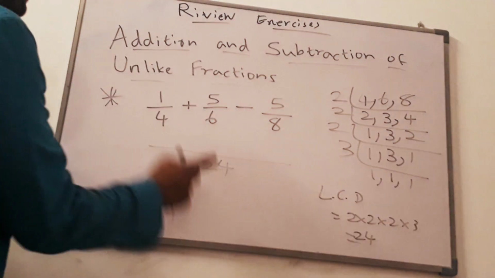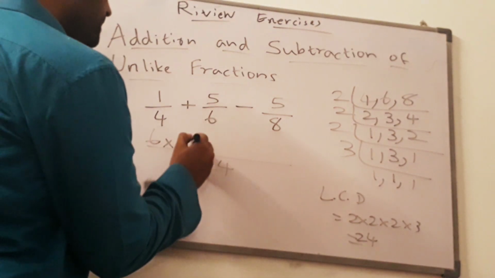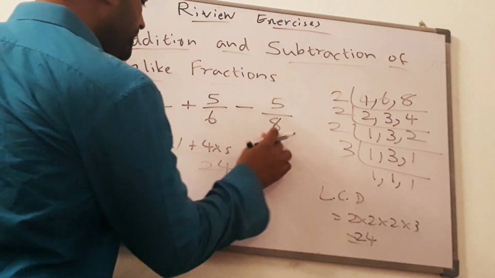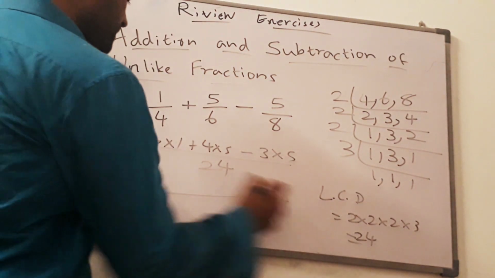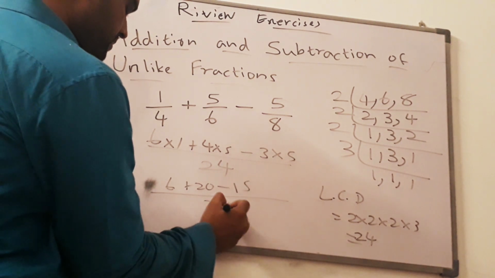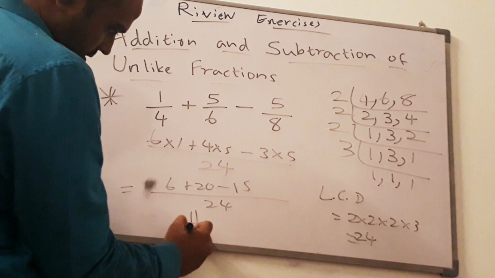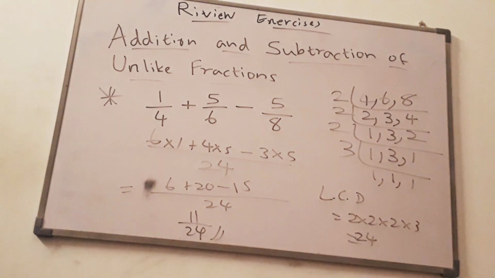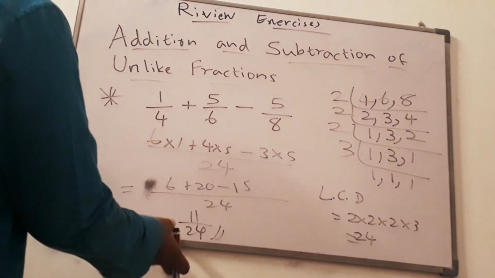How many 4s are there in 24? 6. So 6 times 1. How many 6? 4 times 5. How many 8s? 3 times 5. So 6 plus 20 minus 15. 6 and 20, 26 minus 15 means 11. So this is the answer.